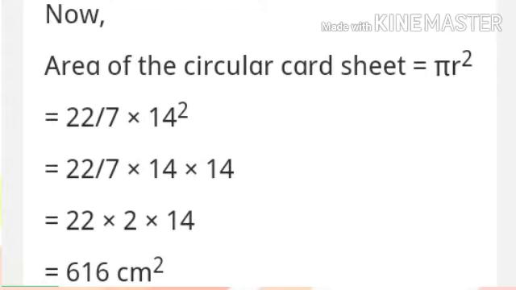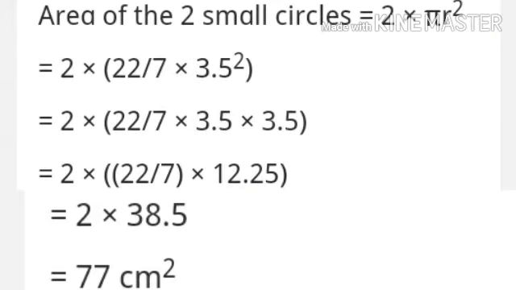Now, area of the circular card sheet is equal to pi r square. If we put 22 upon 7 in place of pi, so 22 upon 7 into 14 square. 14 square means 14 into 14. So 22 upon 7 into 14 into 14. If we solve it, we get 22 into 2 into 14. 22 into 2 is equal to 44 and 44 into 14 is equal to 616 centimeter square. So the area of the circular card sheet is equal to 616 centimeter square.